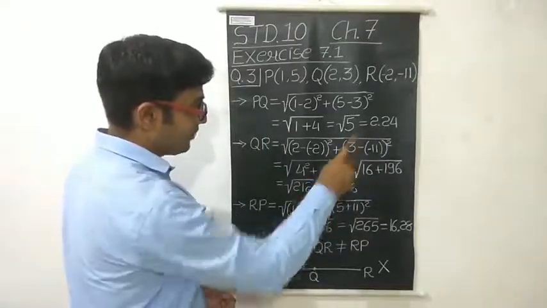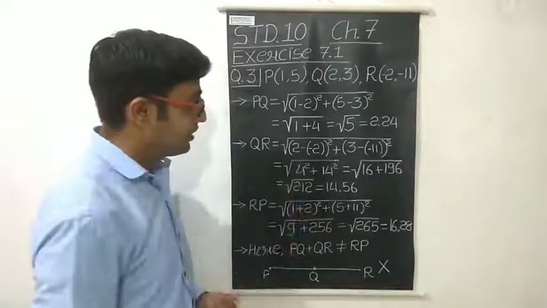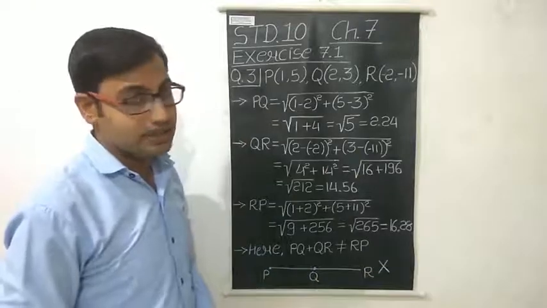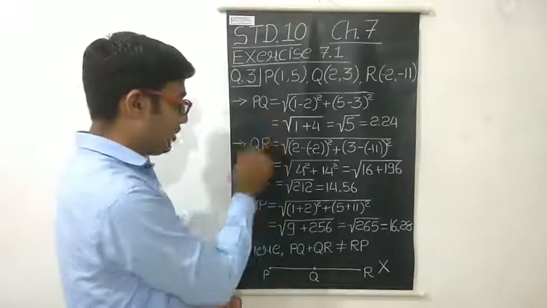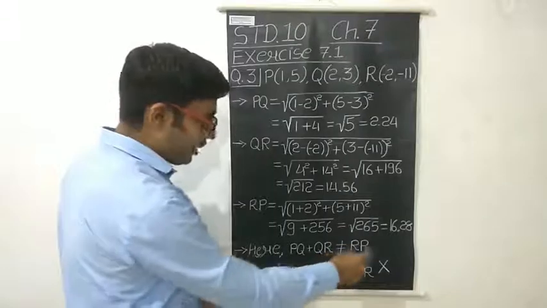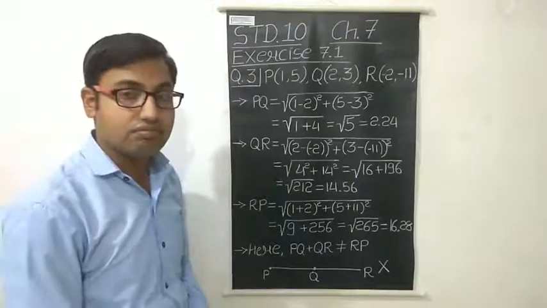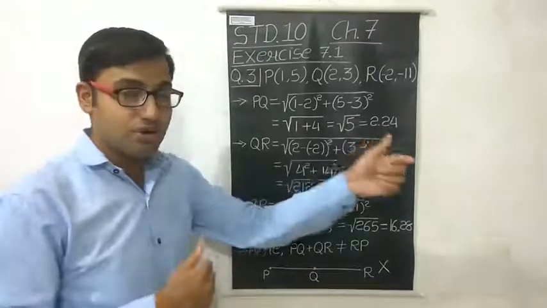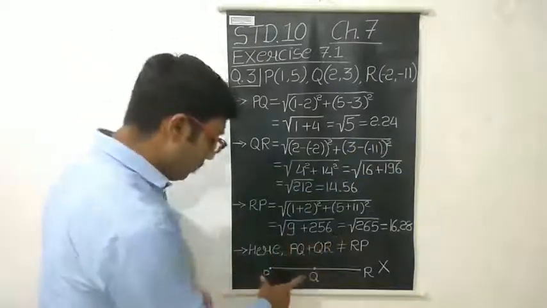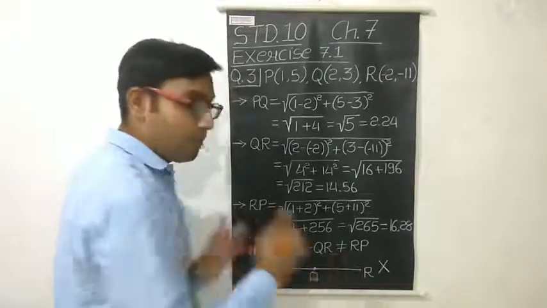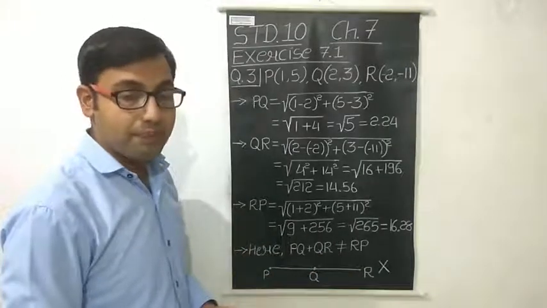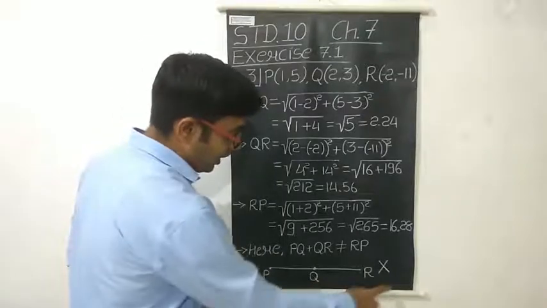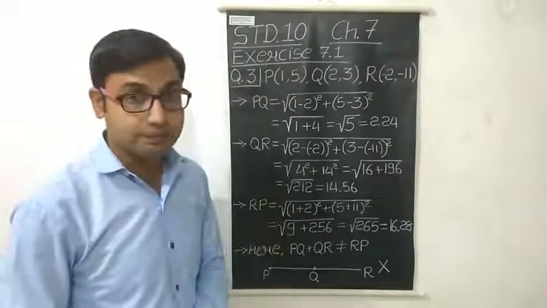And here 14 plus 2, that is 16. 16 plus 8. And here we get 16.28. So here PQ plus QR is not equal to RP. That means the distance does not match. If all the 3 points are collinear, then PQ plus QR must be equal to PR. But it does not happen here. So these 3 points P, Q and R are not collinear.